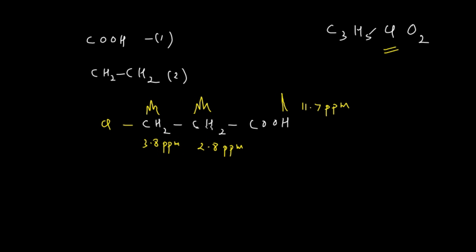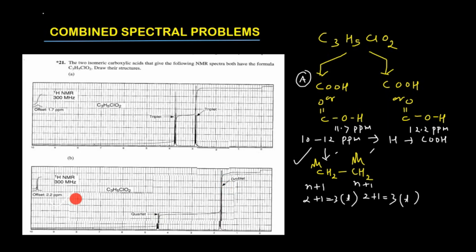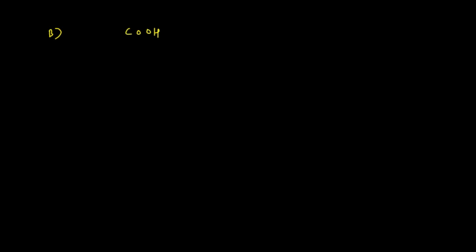Okay, and now you can go for the second compound. This is a doublet here and a quartet. Doublet and quartet and one COOH group. So acid is confirmed, one doublet is confirmed, and another quartet is confirmed. Only possible way to get the doublet and the quartet is this particular kind of bonding. So this will produce a doublet, which is this one, and this will produce a quartet, which is this one.